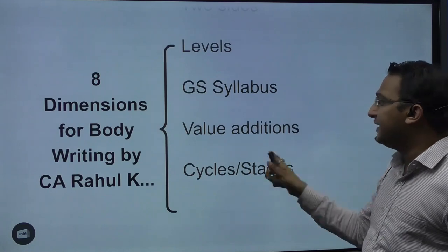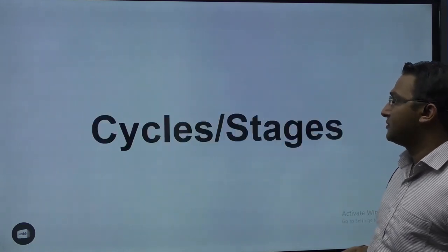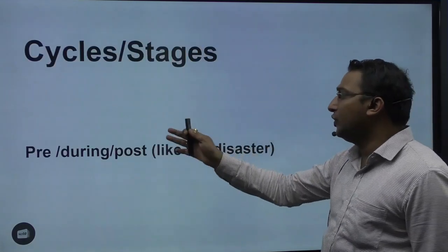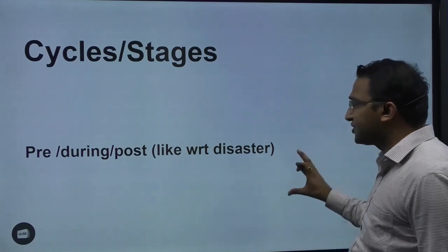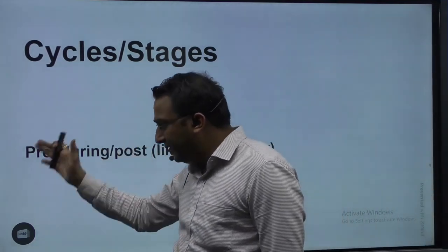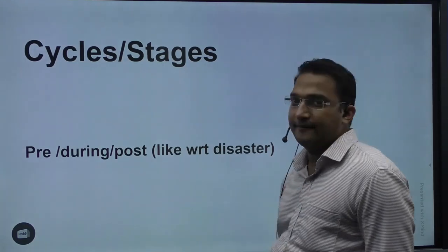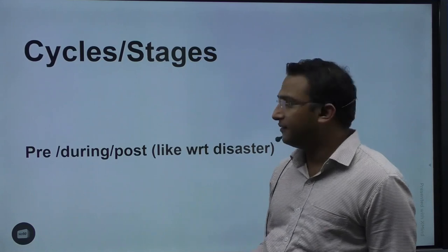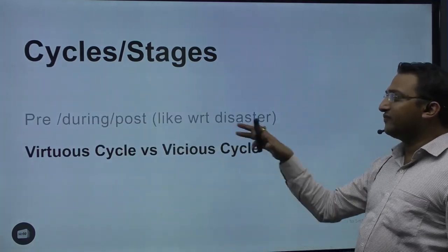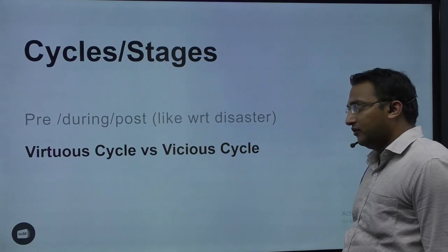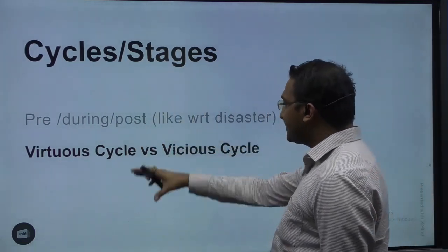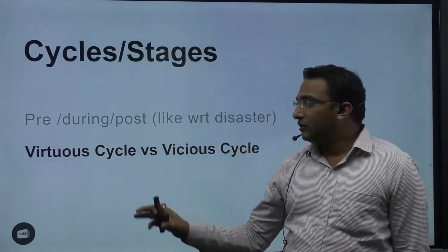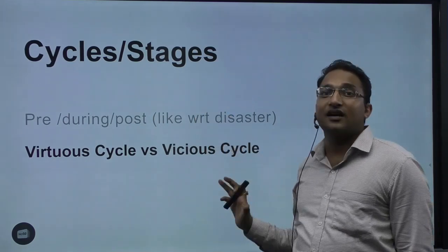Then we have cycles and stages. And again, this is very important, okay? Pre, during, post. For example, with respect to disasters, we can say pre-disaster, during disaster, and post-disaster. Pre-COVID, during COVID, post-COVID. Right? Virtuous cycle versus vicious cycle. Virtuous cycle of investment. Vicious cycle of poverty. So we can compare the growth of China versus the failure of Sri Lanka.